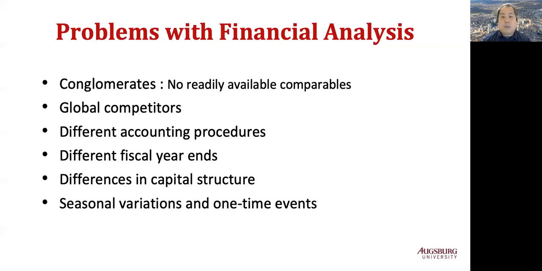You cannot compare Samsung and Apple directly because one is in South Korea, the other is in the United States. Different accounting procedures: U.S. firms should use U.S. GAAP, while other countries usually use IFRS. Also, a company can choose the way to record its accounting statements. Different fiscal year ends make it hard.